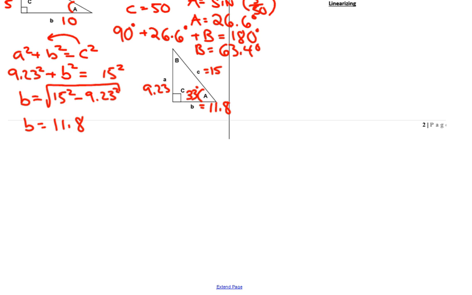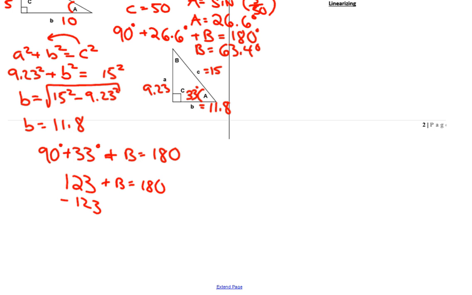Now all we have left to find is angle B, and I'm going to use the same trick that the sum of the angles in a triangle is 180. So 90 plus 33 plus angle B equals 180. 90 and 33 is 123, plus B equals 180. Subtract the 123, and you get an angle B of 57 degrees.